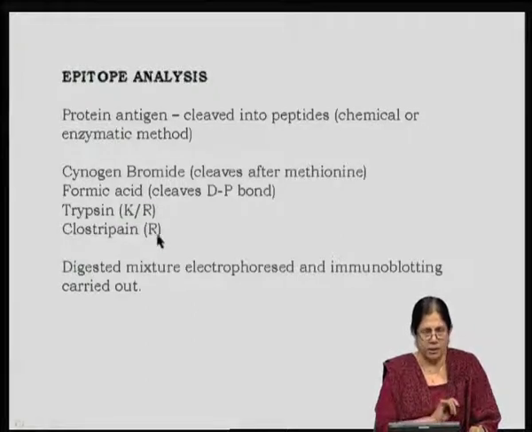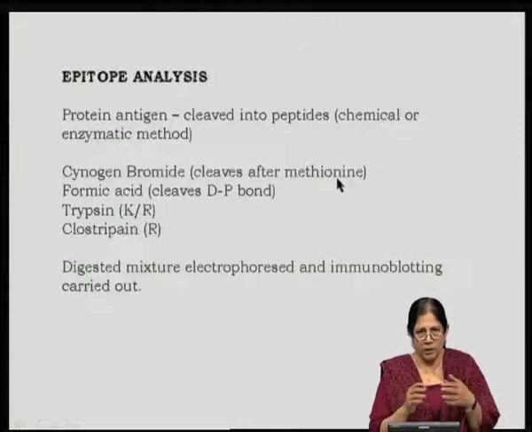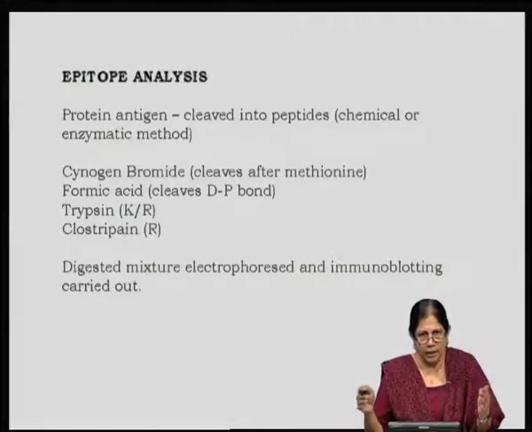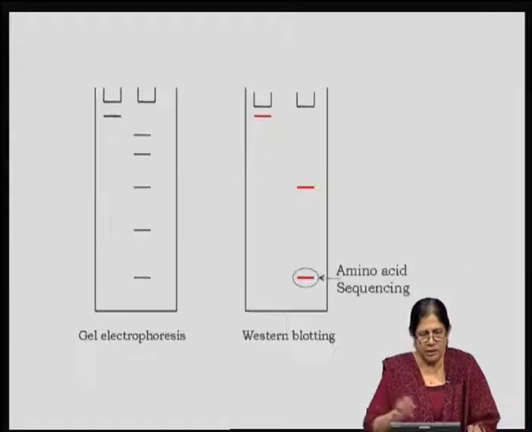Clostripain cleaves only at arginines. Cyanogen bromide cleaves after methionine. So, you can look at the amino acid sequence of your protein and cleave it to make smaller fragments, and the digested material is then electrophoresed.